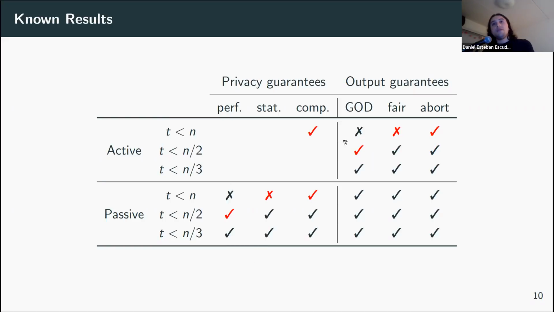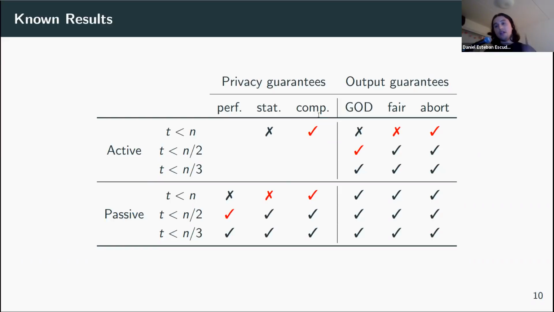Well, same as before. If you have an active adversary and you have T less than N, so all possible corruptions except one, there exist protocols that give you security with computational assumptions, so relying on hard problems. And of course, because there are no such protocols for the passive setting with statistical security, there cannot be such protocols for the active setting with statistical security. So you have to use computational assumptions.